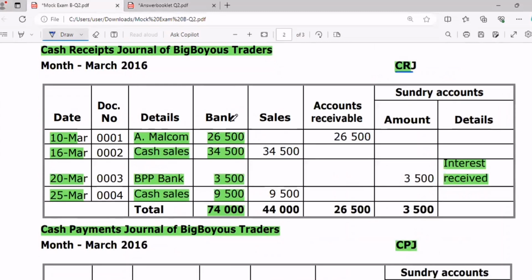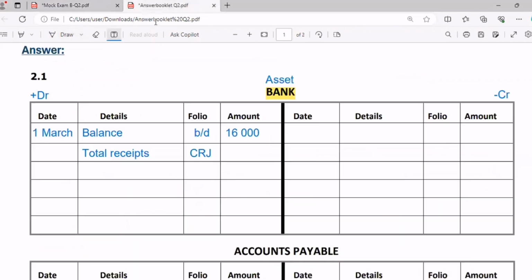So here is the CRJ. The total balance that was deposited into our bank account is 74,000. So during the month of March, the total amount that was received by the business and deposited into the bank account is 74,000. This balance of 74,000 will cause our bank balance to increase, because this relates to cash that we have received as the business. So now our bank balance will increase because we have received a total of 74,000. And then what causes our bank balance to decrease?